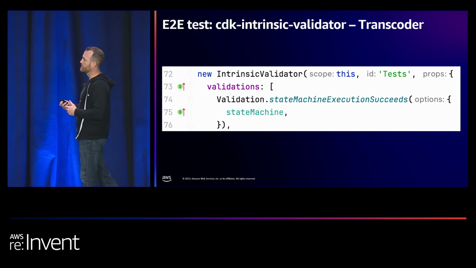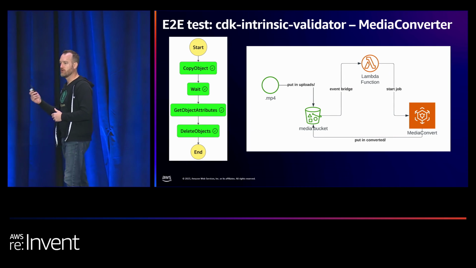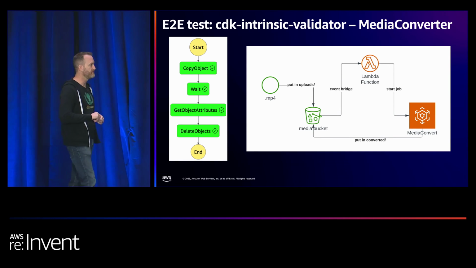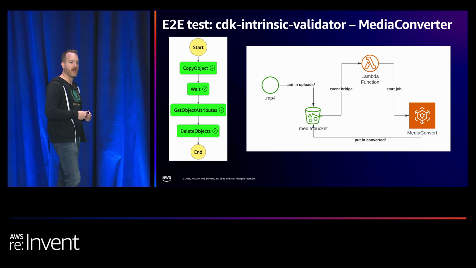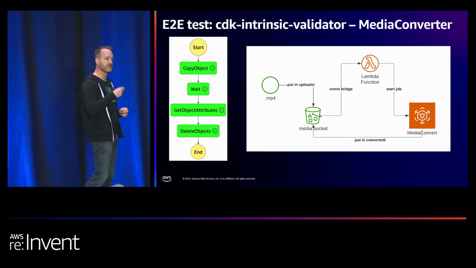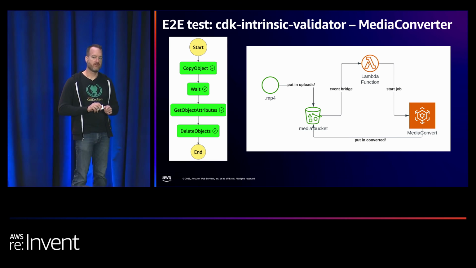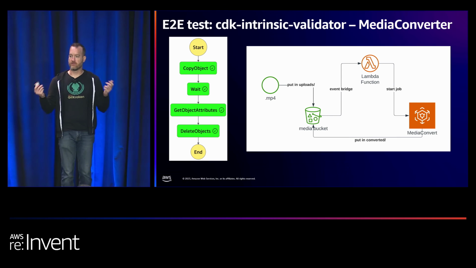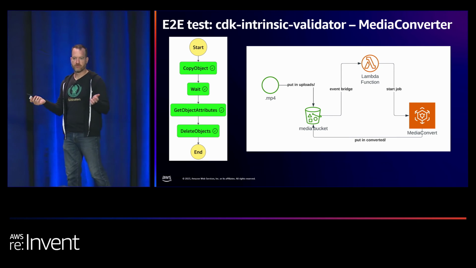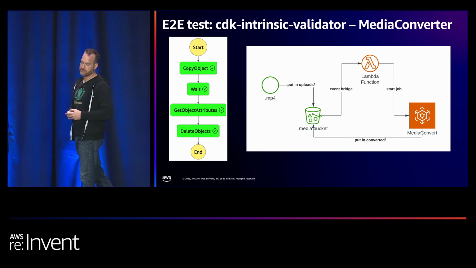So I'm going to create a state machine and hand it to the intrinsic validator. What this state machine is going to do is copy a test file into that bucket, into that upload prefix. Then it's going to wait about 30 seconds, and then check that bucket in the converted prefix for the expected transcoded video file. If it finds it, everything worked just fine. We're going to clean up those resources that we dropped in there for tests, and the stack can continue, and everything is gravy.